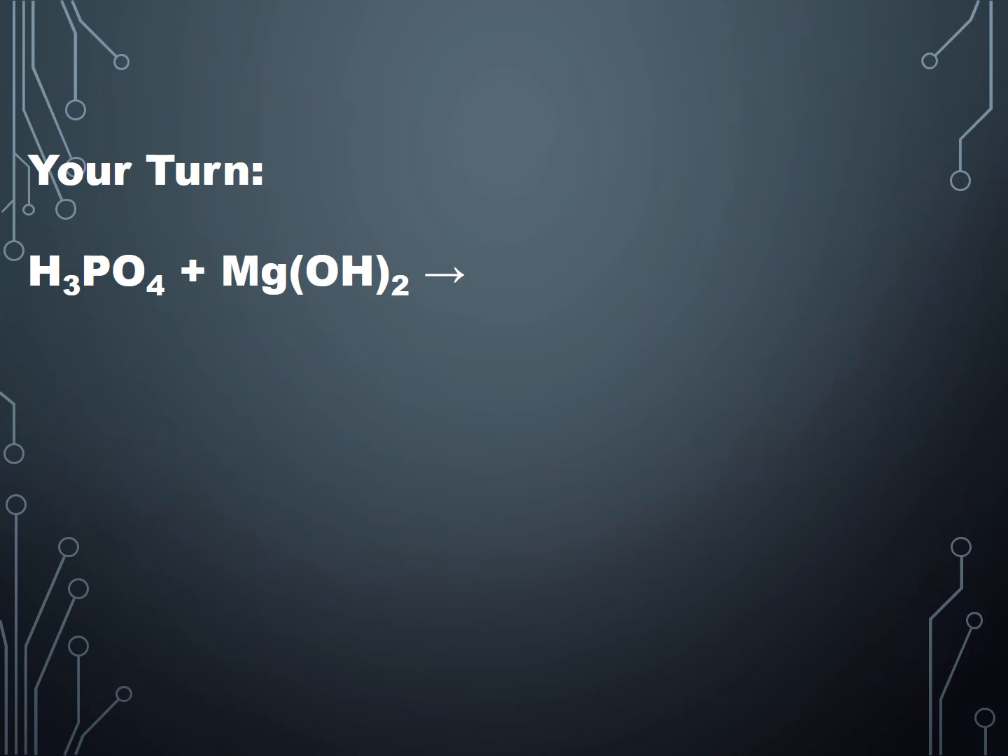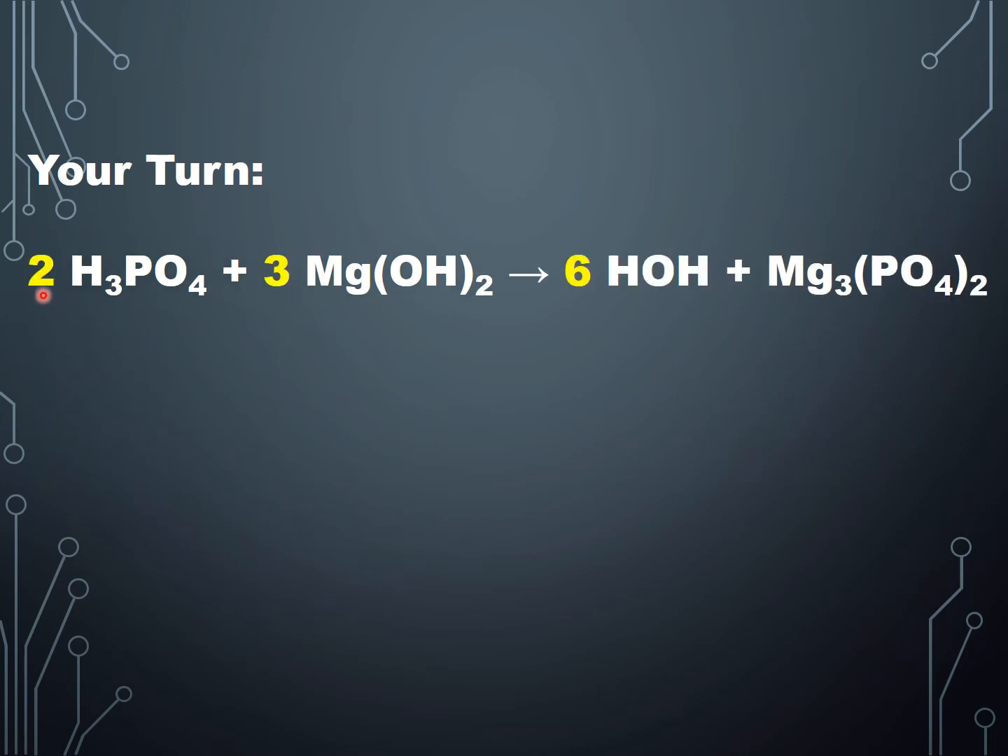Okay, if you've done the work, check here and see if you got the same answer that I did. You should have had 2 phosphoric acids plus 3 magnesium hydroxides yields 6 waters, and the salt is magnesium phosphate, which is Mg3(PO4)2. We got this when we crisscrossed because magnesium has a +2 charge, so the 2 goes down here, and the phosphate has a -3 charge, which comes down here.